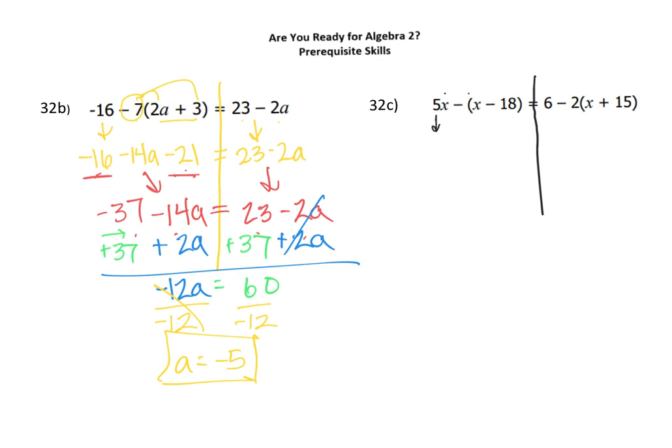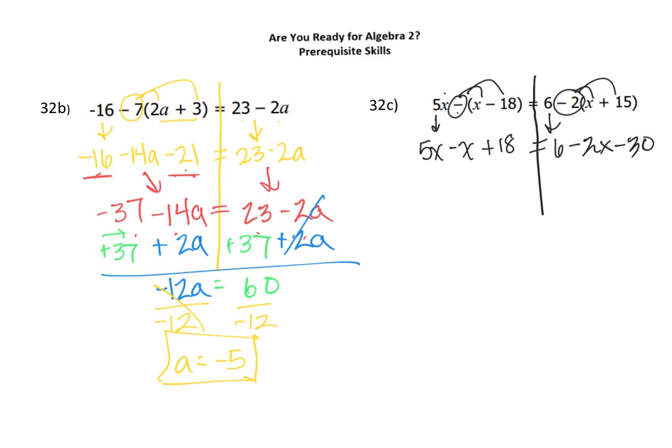We're going to bring down 5x. What we do multiply in is this negative sign. It's negative 1. Remember, we don't have to put 1 in a lot of places if that's the value. It's just implied. So I get negative x, and then negative 1 times negative 18 becomes positive 18 equals. Okay, same thing here. 6 is not touching the parentheses. We bring it down. What we do multiply in is negative 2. So I get minus 2x minus 30.